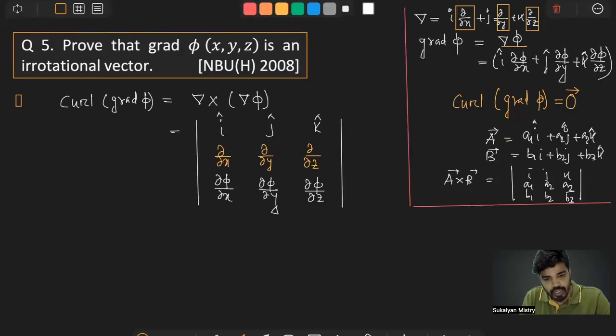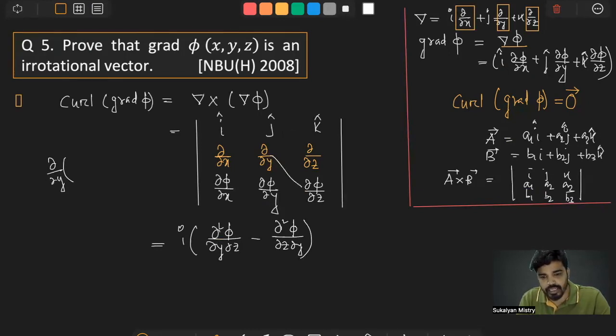So that is equal to i, just expand. Del y into del phi del z, so del 2 phi del y del z, minus del 2 phi del y del z. So del 2 phi del y del z minus del 2 phi del z del y. See what is happening: del y of del phi del z, that means del 2 phi del y del z. And del z of del phi del y, so del 2 phi del z del y.